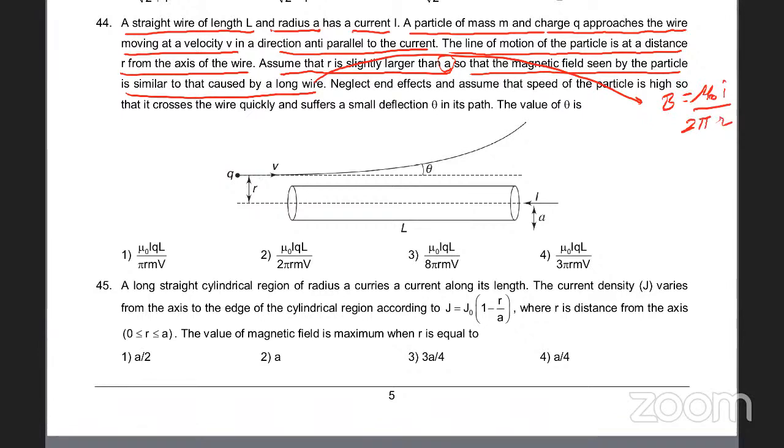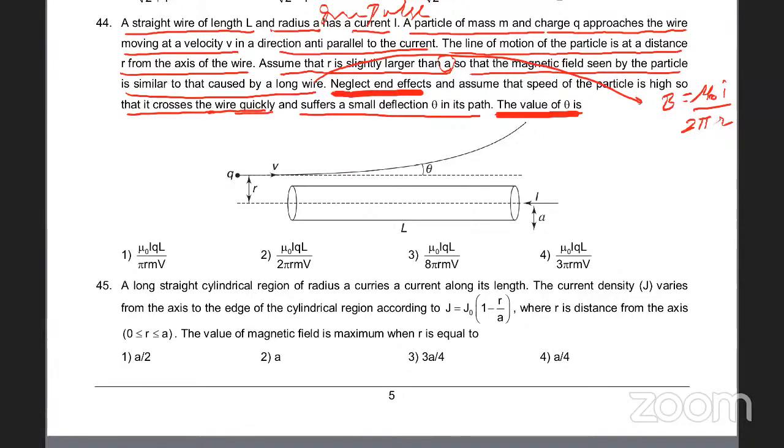Neglect the end effects and assume that the speed of the particle is so high that it crosses the wire quickly. That means the impulse concept is applied. It crosses the wire quickly, meaning a very short interval of time. When you apply a force for a short interval of time, we call that impulse. The particle suffers a small deflection theta. We have to find the value of theta.